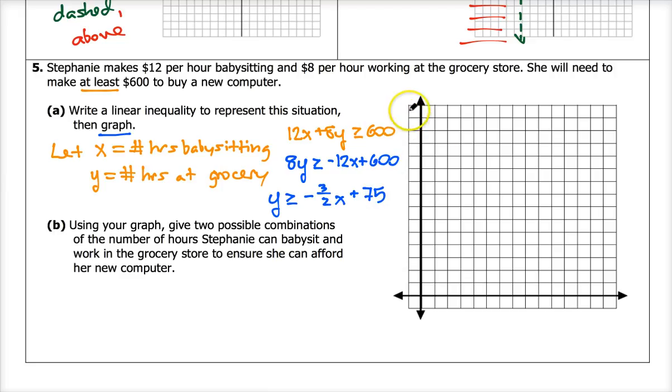So I'm now going to graph this on this coordinate plane here. Because this is a real world problem, we're not going to be dealing with negative hours or negative amounts of money, so I've only shown quadrant 1 here on the coordinate plane. That's the part we're going to be focused on, where x and y are positive values. So on the bottom of this graph, we can put the hours babysitting, since that's our x values. And then on the side of the graph, we can put the hours spent at the grocery store, since that's what we made y be.